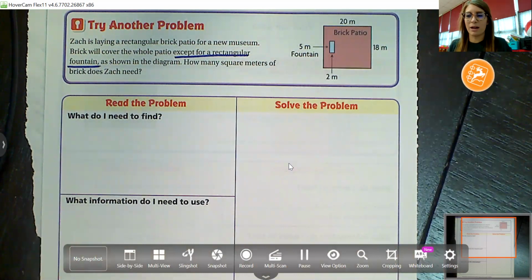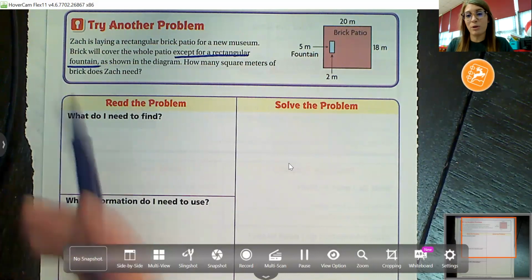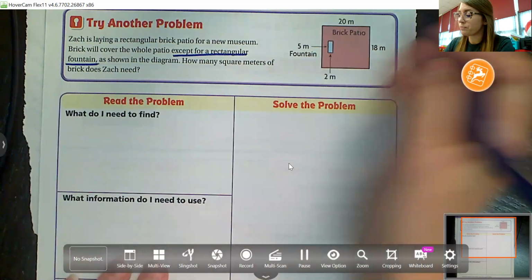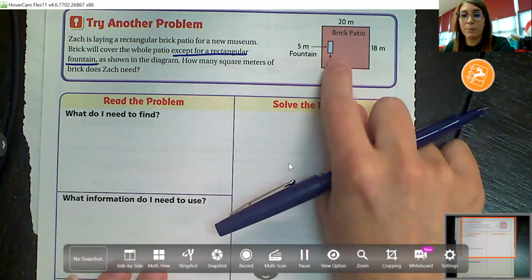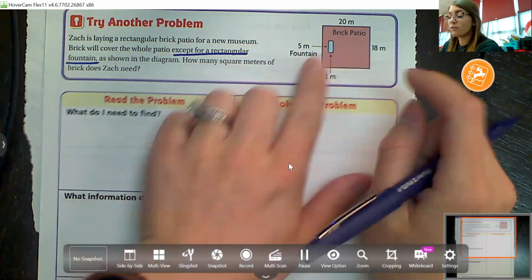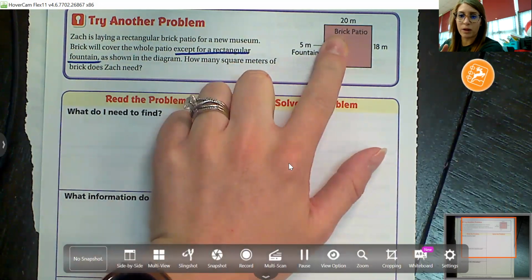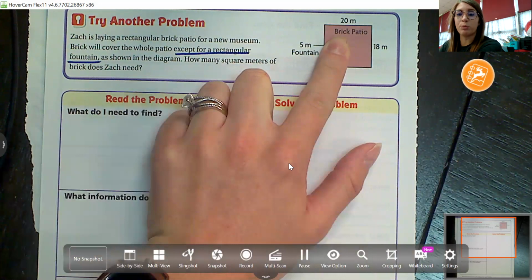So how are we going to do that? Well, we already know how to find area. So really, that's all we need to know. So let me show you the process. So when I look at this, I know that I've got this brick patio. I'm going to go ahead and forget about this fountain to start with. I'm just going to focus on this brick patio and what I know about it.